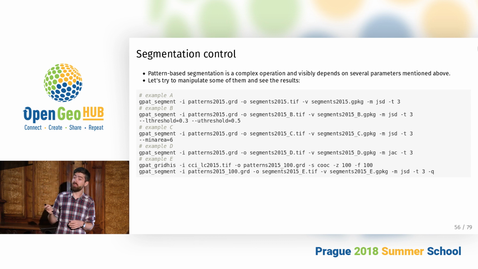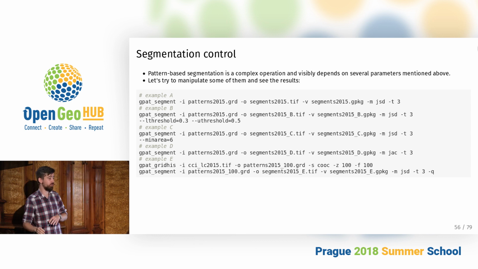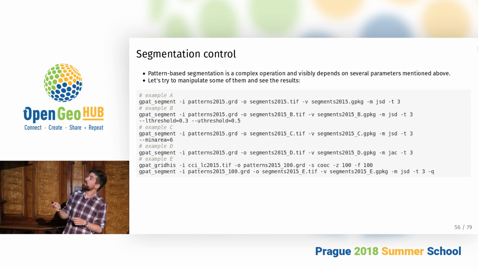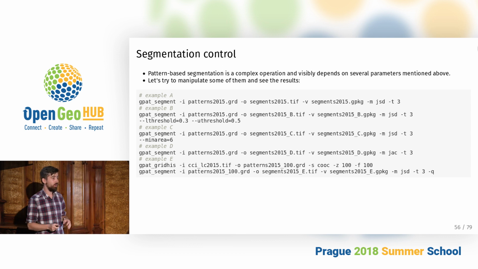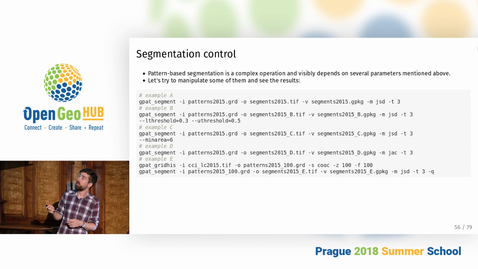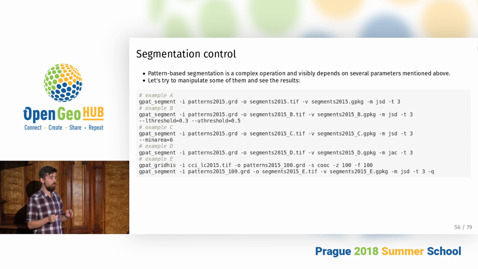So the first example is the one I showed you before, default values. In the second example, I increased the lower threshold. What does it mean? My segments are going to be larger, basically. In the third example, I only changed this parameter, mean area. This means that I don't like to have very, very small segments. When you have a small segment, find the neighbor which is the most similar and merge them.